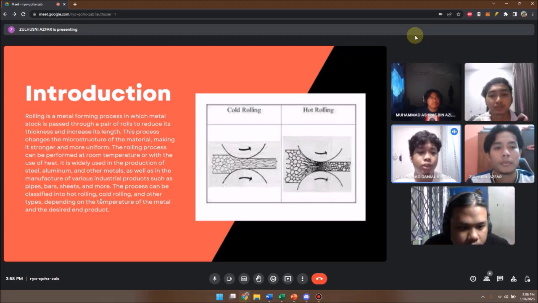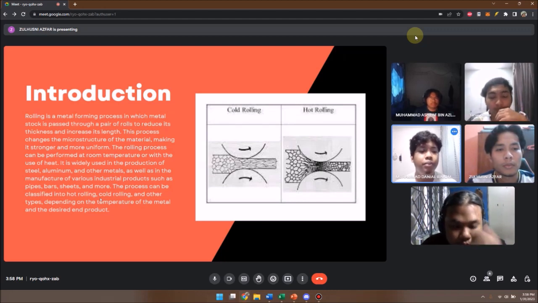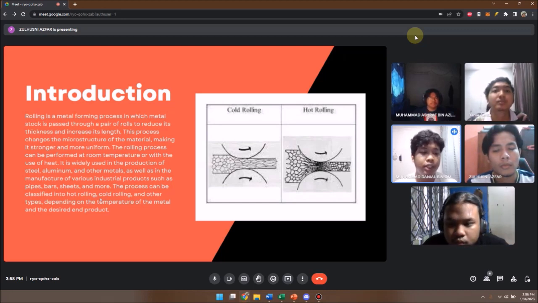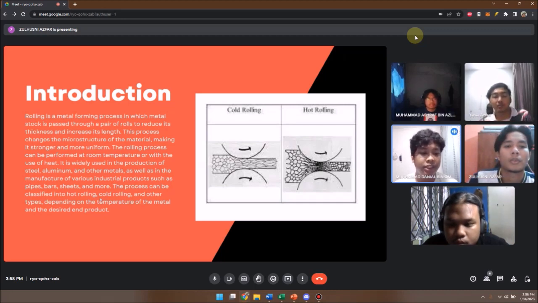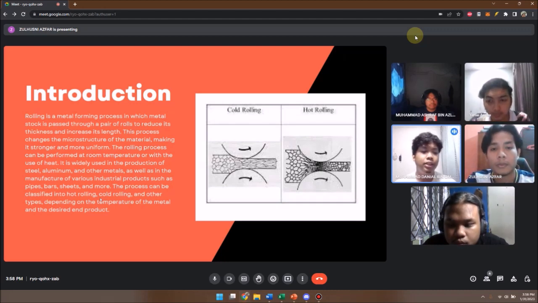The rolling process can be performed at room temperature or with the use of heat. It is widely used in the production of steel, aluminium, and other metals, as well as in the manufacture of various industrial products such as pipes, bars, sheets, and more. The process can be classified into hot rolling, cold rolling, and other types depending on the temperature of the metals and the desired end product.